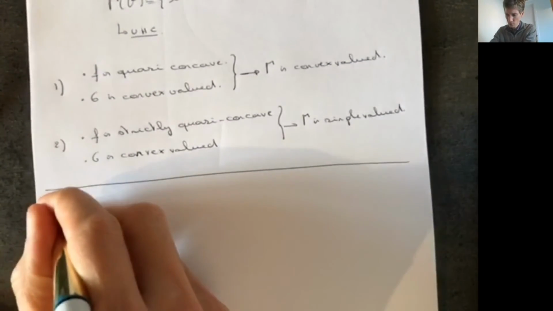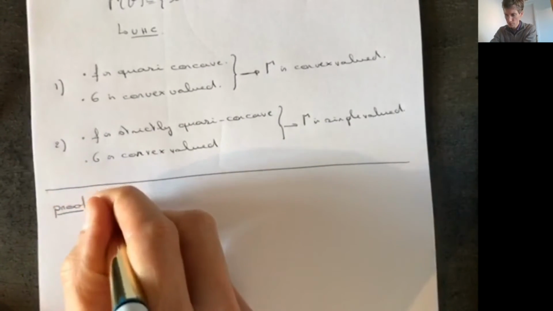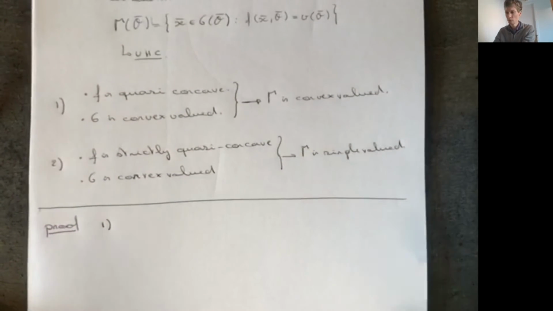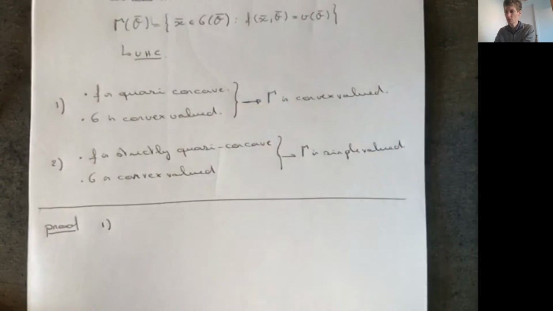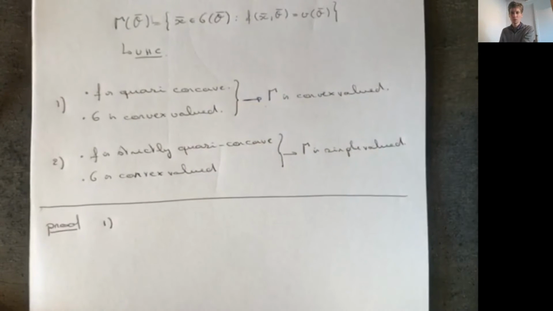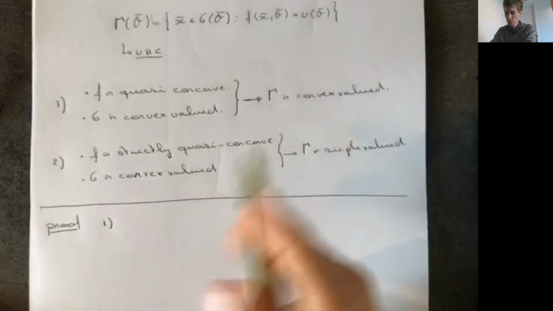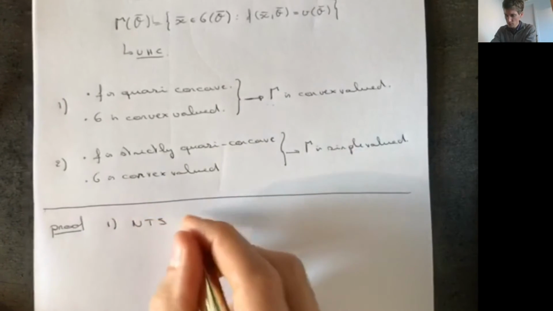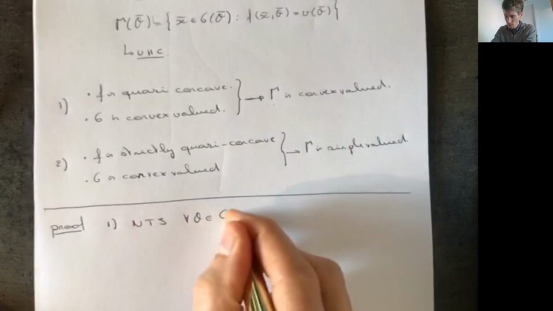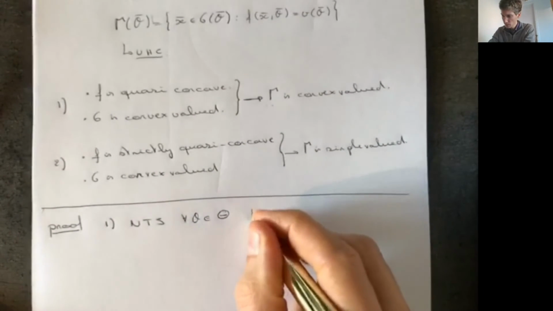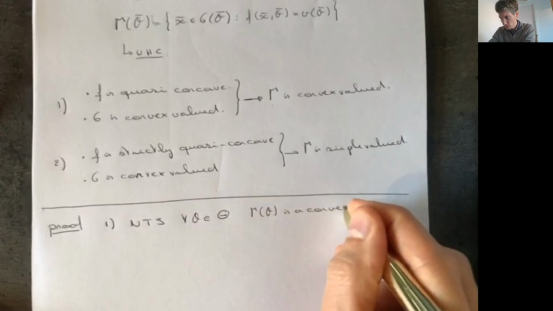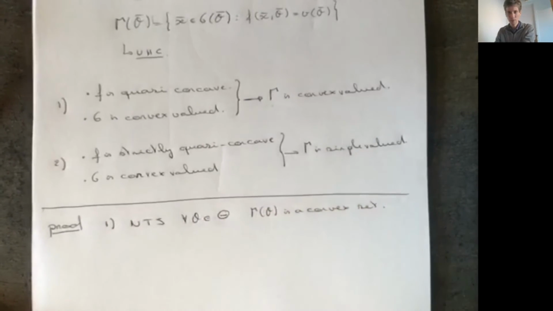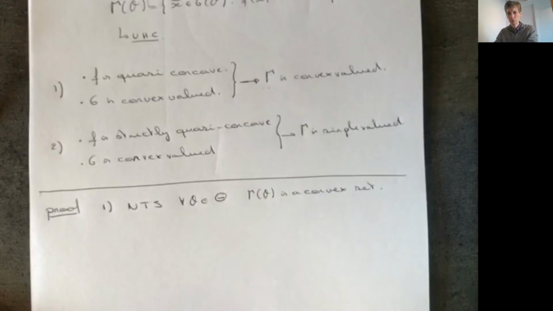So let's go to the proof, and first let us show one. We assume that f is quasi-concave and G is convex valued, and we need to show that gamma is convex valued. So what do we need to show? Well, we need to show that for all theta in the domain, gamma of theta is a convex set.